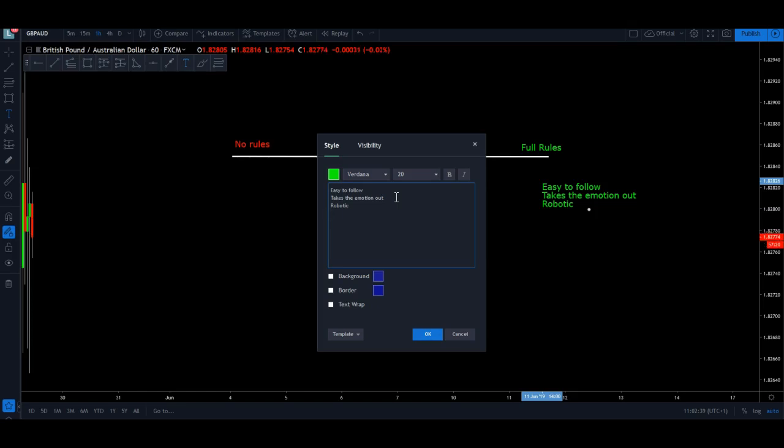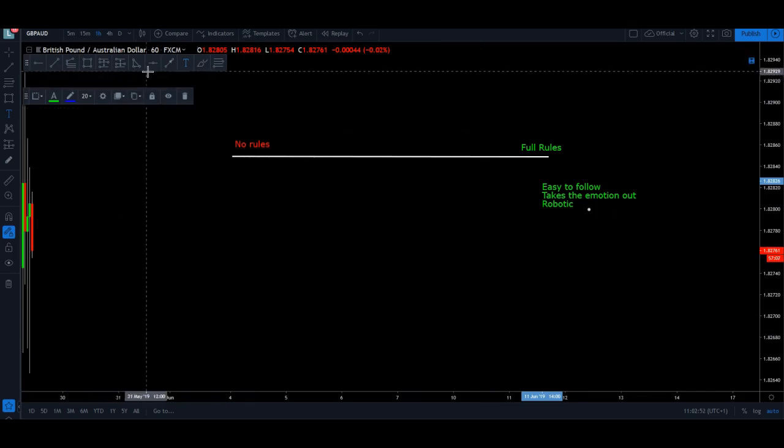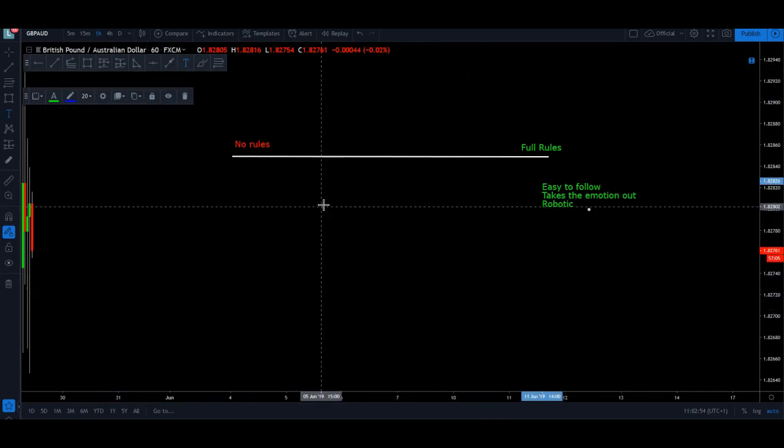Obviously there's pros and cons to automations, but you get what I'm trying to say. So it's easy to follow, takes the emotion out, and you're robotic. So that's sort of the pros to having full rules. And I want to move on to the cons, and obviously the cons will sort of contrast here.